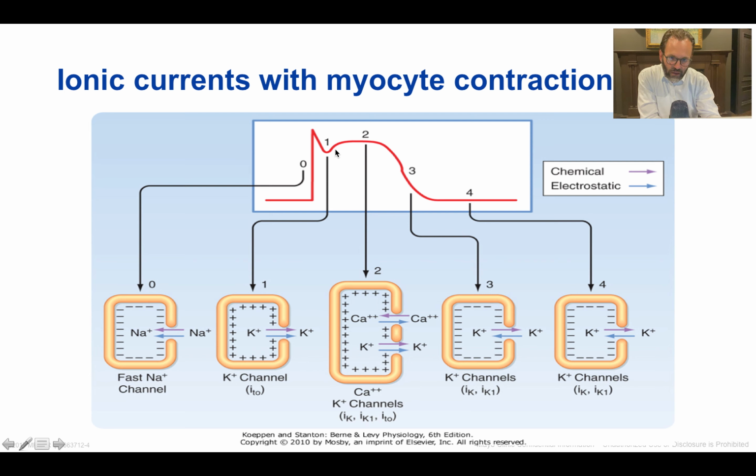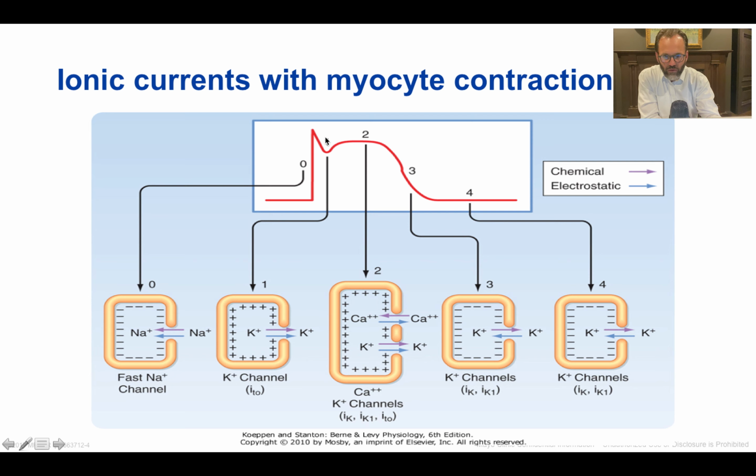During the early phases of this depolarization phase, we subsequently have the activation of rectifier potassium channels, which allow for the efflux of potassium from the cell. Again, now we've got an electrochemical gradient that's favoring the efflux of potassium out of the cell. That results in a very slight repolarization here.